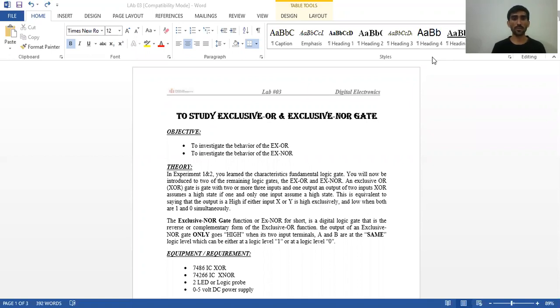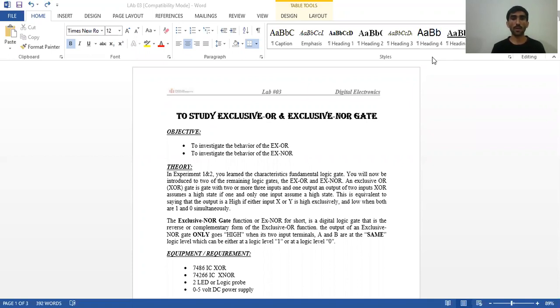Today my topic is to study the XOR and XNOR gates. I'm going to tell you about how to investigate the behavior of the XNOR gate. I also am going to tell you about the sample, IC configuration, truth table, and Boolean expression of the XNOR gate.